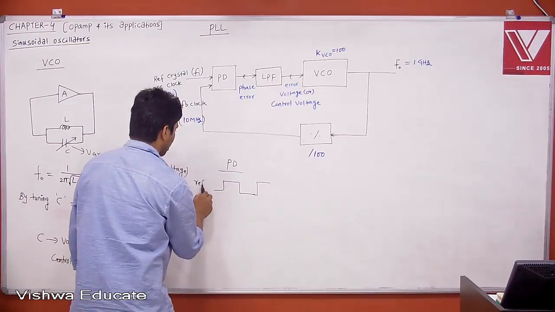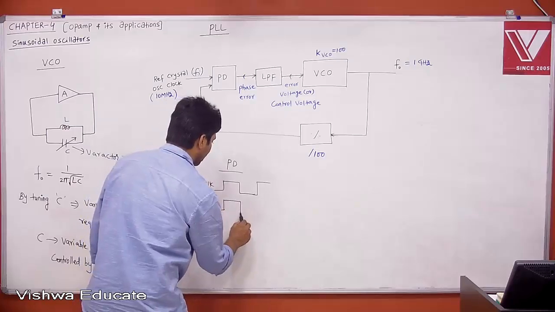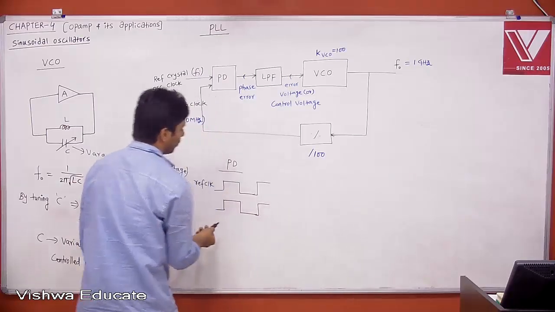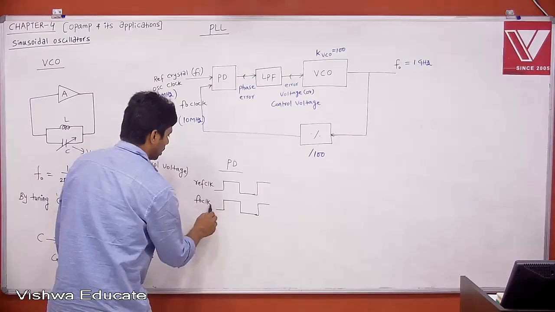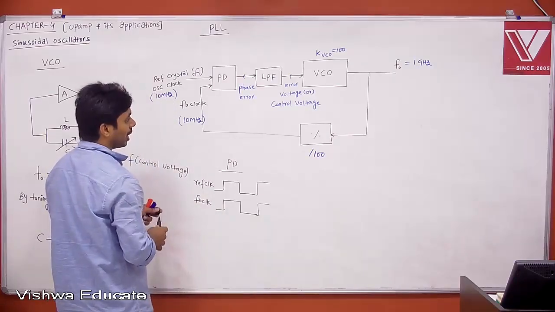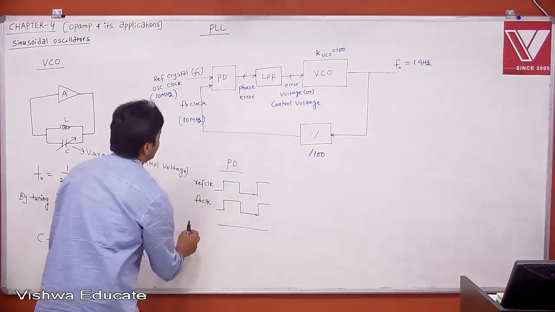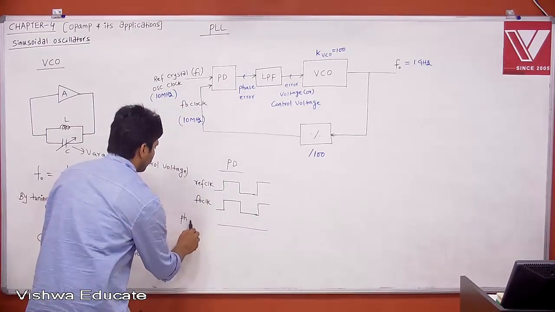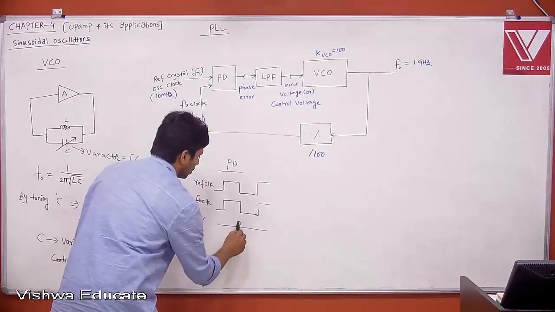This is your reference clock. And let us say the feedback clock has exactly the same phase, which means the same frequency, right? Now this is your feedback clock. Due to any reason, what is the error? The error is 0. Therefore, in this case, the phase error is 0. There is no error.